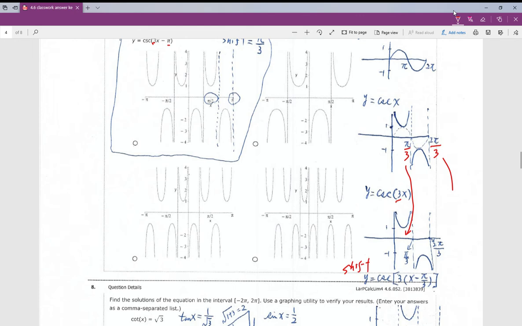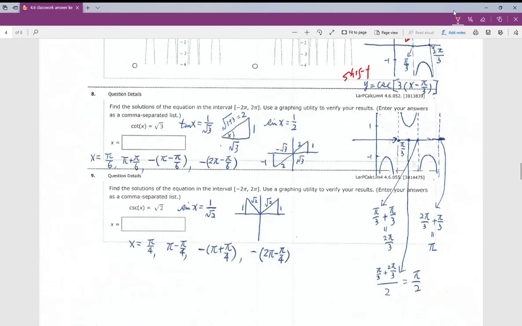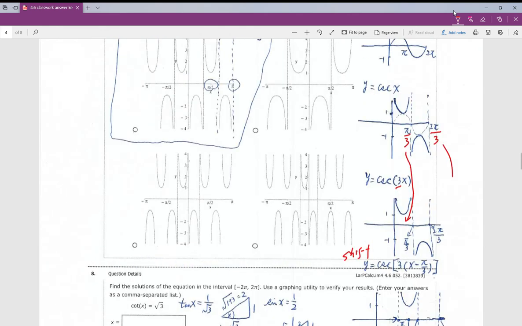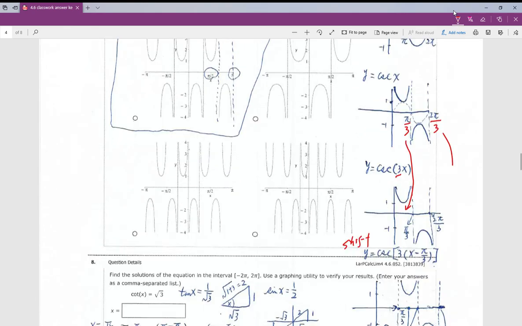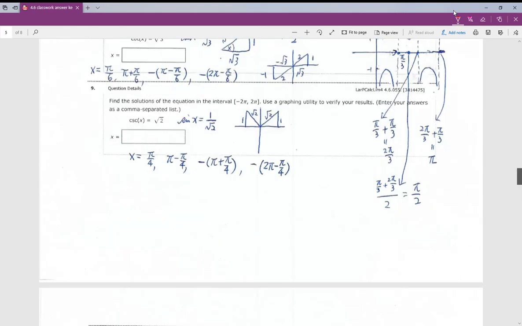Did I do the shift? Okay, keep going here. Okay, so after, okay, well, it's gone.